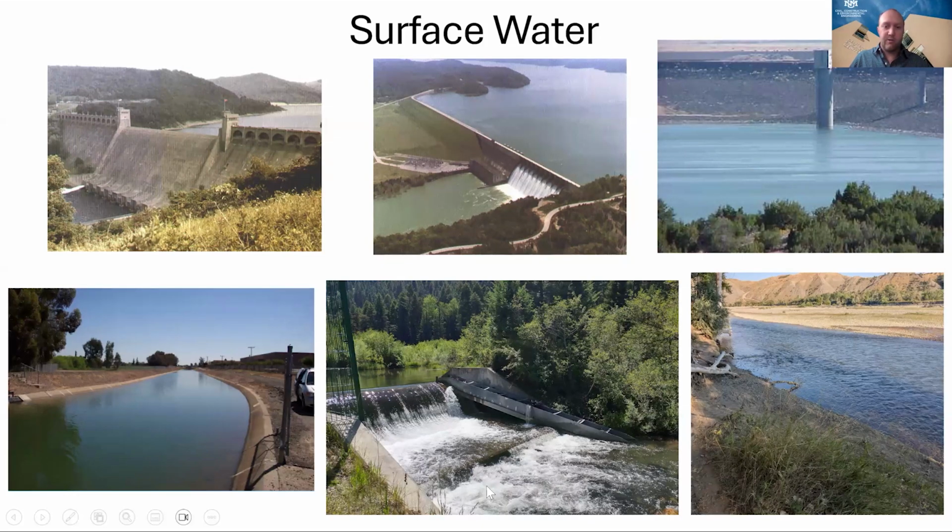And then this stream is equipped with what's called a diversion dam. So it raises the level of the water, and it creates a very small little reservoir almost, that allows that water to flow into an intake structure that is just off the side of this picture in this example.